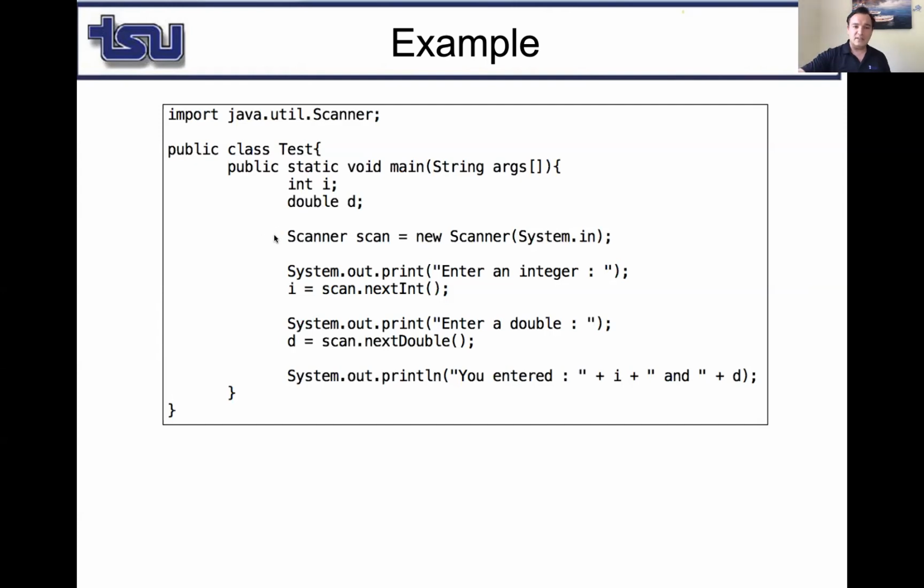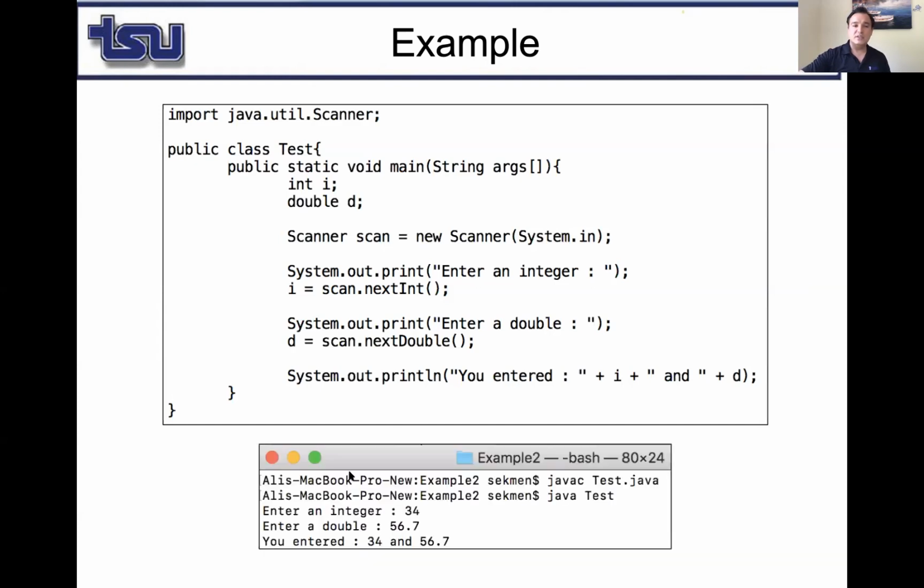And then I create a Scanner object and I say enter an integer. Here, enter an integer. I type 34. Is that an integer? Yes, then i will have 34. I say enter a double, 56.7. This time, instead of the nextInt method, I'm going to read it with what? nextDouble. Okay, nextDouble is programmed to read double numbers. Is 56.7 a double? Yes. Then d will hold 56.7.